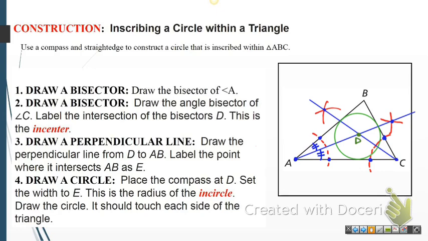So that's what it looks like to inscribe a circle, or in other words, to draw the circle inside the triangle. And you'll notice that each one of these black lines from the center, incenter D, out to the edges, is the radius of that circle.